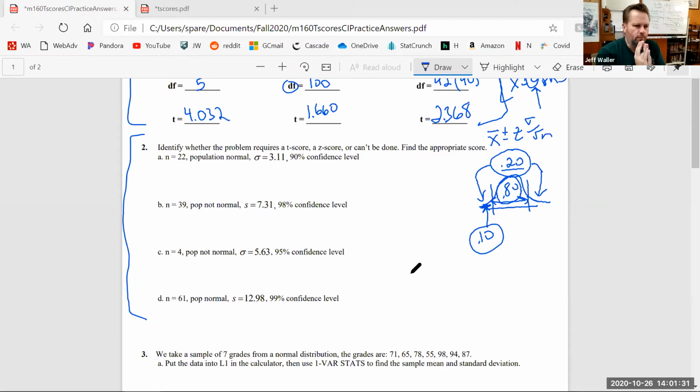If you remember last time, we actually identified the one that can't be done. You could do all of them except one in number 2.